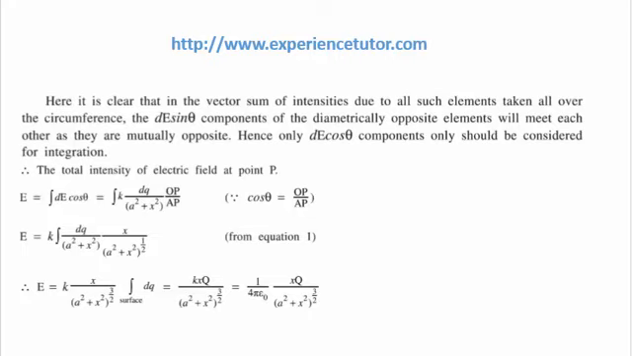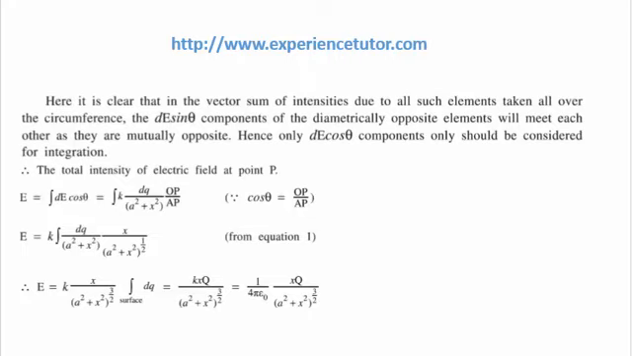Here it is clear that in the vector sum of intensities due to all such elements taken over the circumference, the dE sin theta components of diametrically opposite elements will cancel each other as they are mutually opposed. Hence, only the dE cos theta component should be considered for integration.